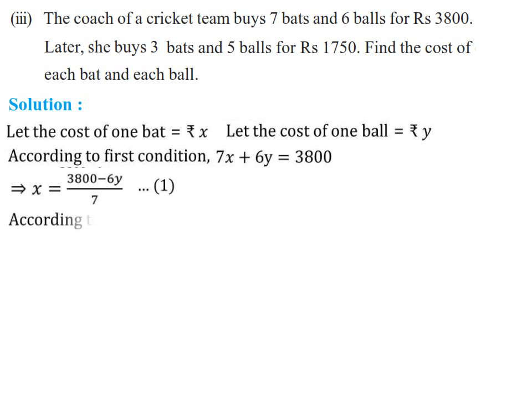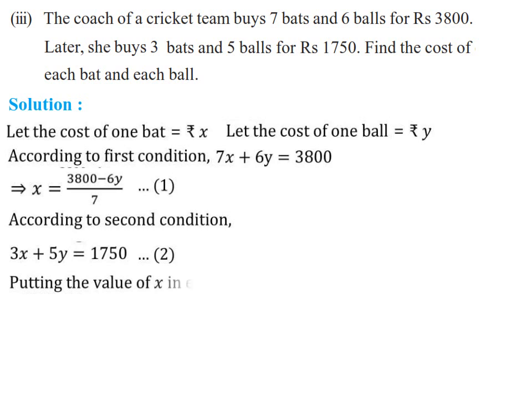Now according to the second condition, for 3 bats and 5 balls, total cost is 1750. So the equation is 3x plus 5y equals 1750, and that will become my second equation. Again, from the first equation, putting the value of x in equation number 2, I will get 3 into (3800 minus 6y) by 7 plus 5y equals 1750.